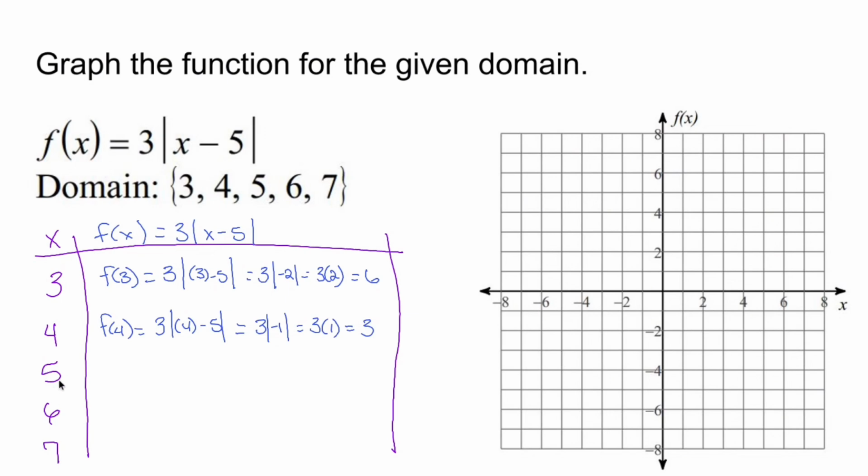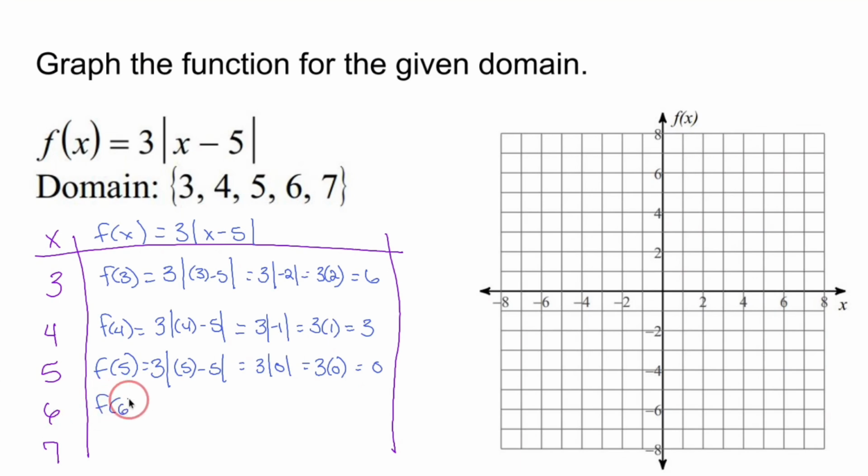Let's do it again with 5. F of 5 is going to equal 3 times the absolute value of parentheses 5 minus 5, close the absolute value. Inside the absolute value, I have 5 minus 5, which is 0. The absolute value of 0 is 0, and 3 times 0 is 0. Okay, easy peasy. Let's try for 6.